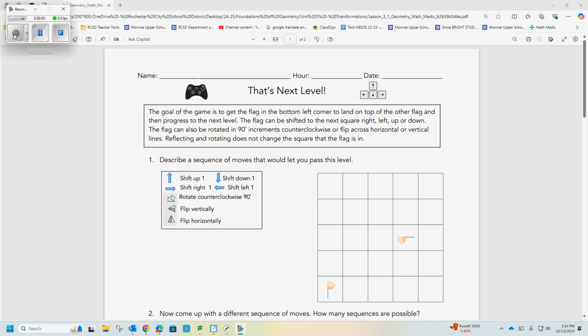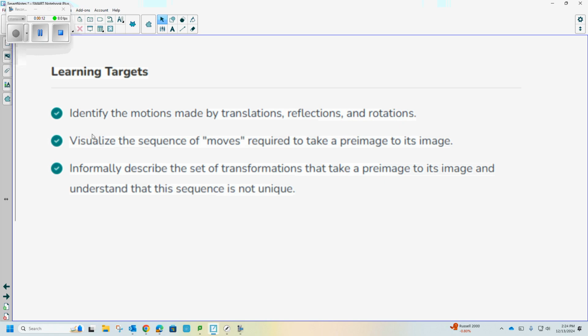Hi, this is Mrs. Houston, and we're going to be completing the That's Next Level lesson today in class. I'd like to quickly look at our learning targets.